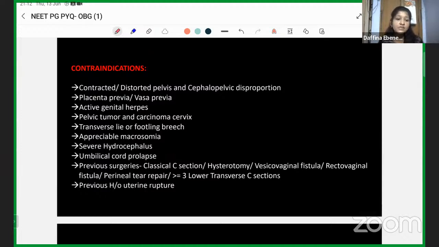And previous history of uterine rupture. In all these cases, induction of labor is contraindicated, and you have to go ahead with a direct cesarean section.